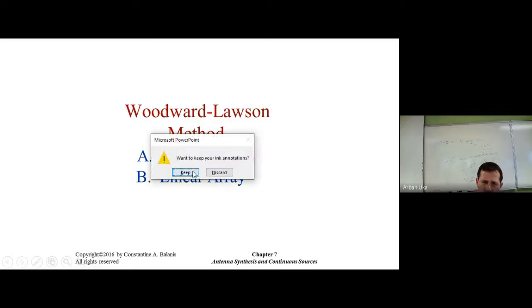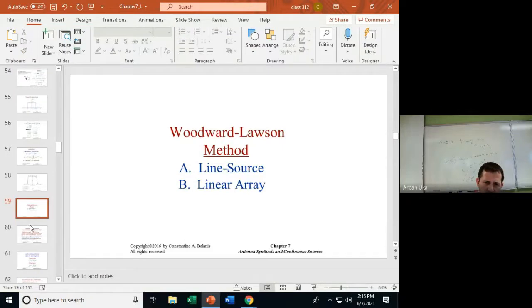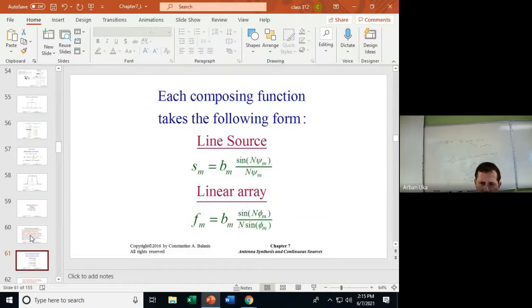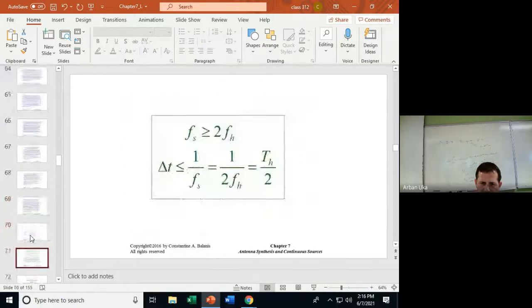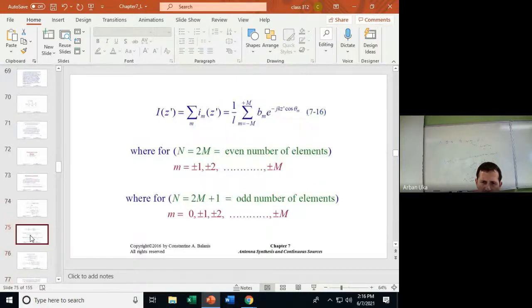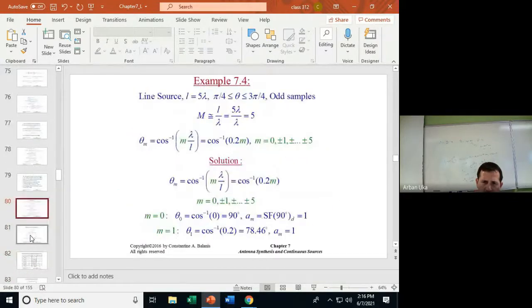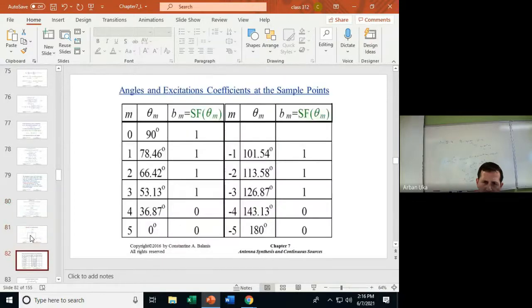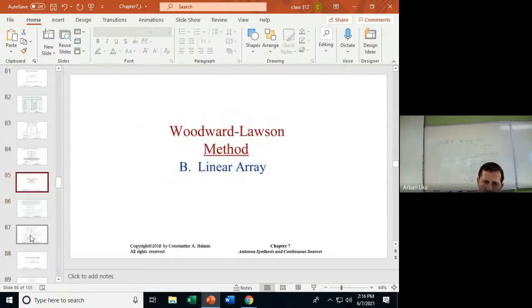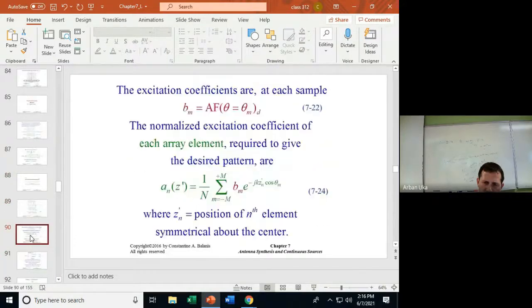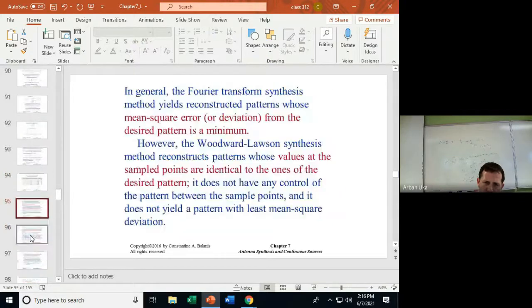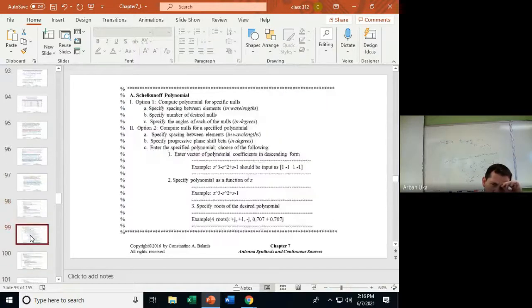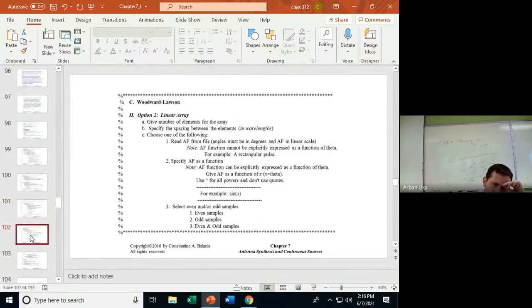Then we have this other method, which is the Woodward-Lawson method, and we may skip this one. We're not going to do this approach, the Woodward-Lawson. We're not going to go over this synthesis. We have conducted quite a few different syntheses.